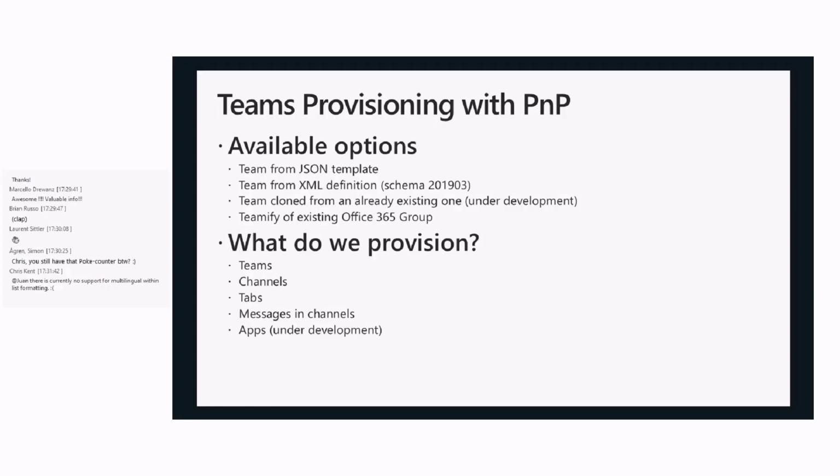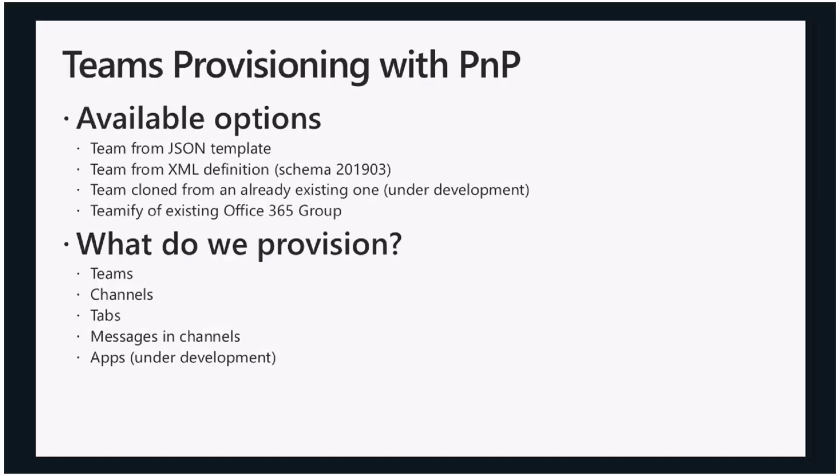You can clone an already existing team, creating a new one cloned from the existing one. Actually, this functionality is still under development, but is one of the easiest ones compared with the others. And you can teamify, I don't know if I can use this word or not, an already existing Office 365 group, so that if you have a group and you want to upgrade it to a team, you can use the provisioning engine, and of course you will be able to use some custom tokens to identify the already existing group and to upgrade that one into a team.